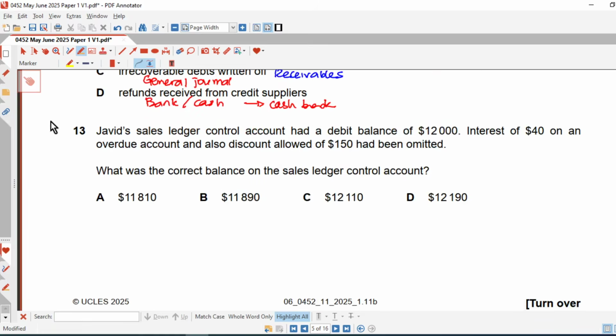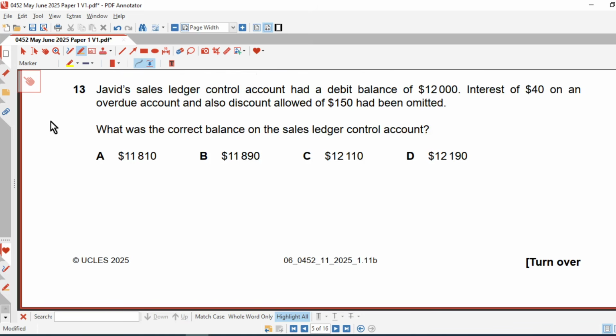Question 13. Javed's sales ledger control account had a debit balance of $12,000, interest of $40 on an overdue account, and also discount allowed of $150 had been omitted. Right, so we forgot to add in the interest as well as the discount. So what was the correct balance on the sales ledger control?